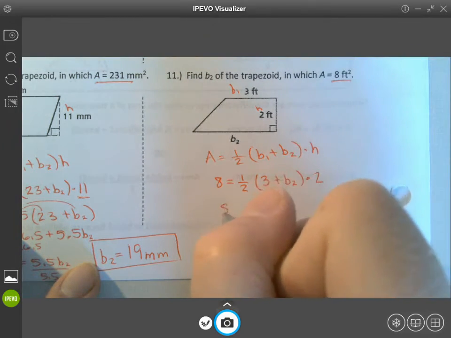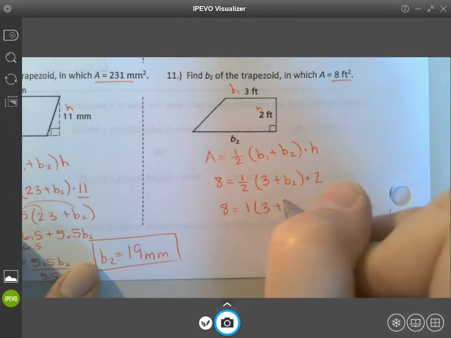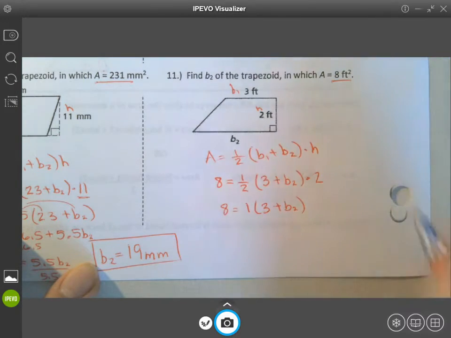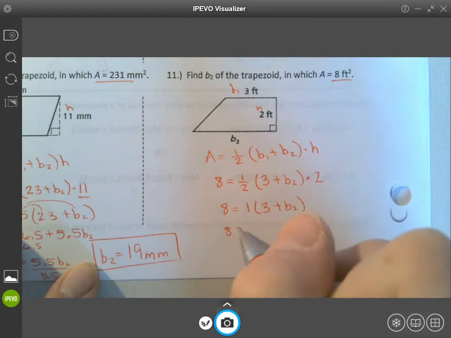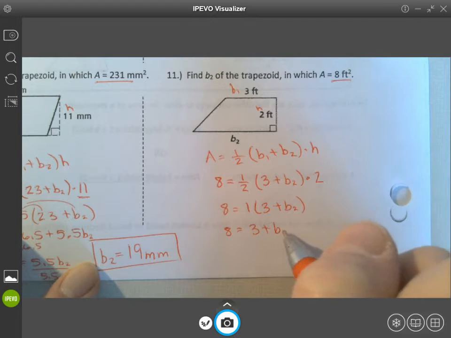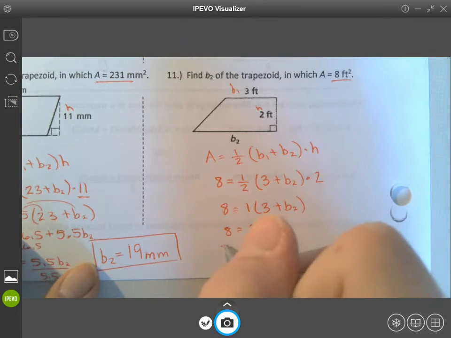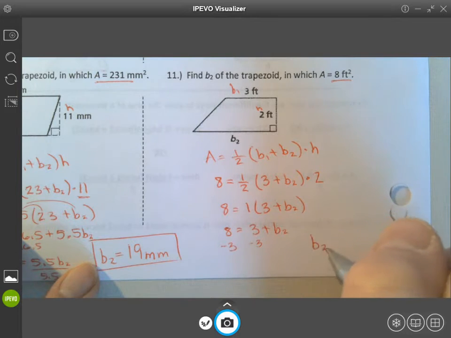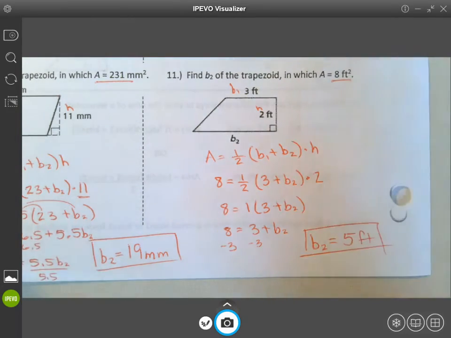All right, so I'm going to clean up the half times 2, which is 1. Well, that doesn't change anything, right? A half of 2 is 1, and it's all multiplication here. So if we distribute the 1, we get 3 plus B2, and then what? Subtract 3. Yeah, what's B2 equal? Base 2. 5. And what will we label it? Yeah, 5 feet. Okay, so there are your trapezoids.